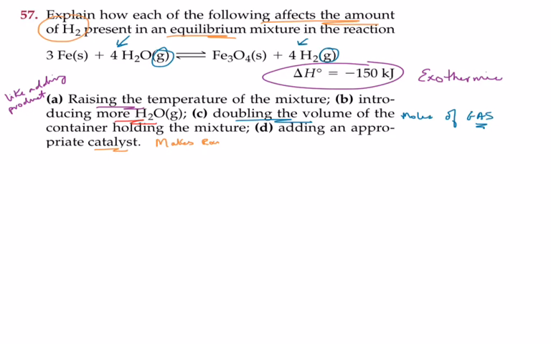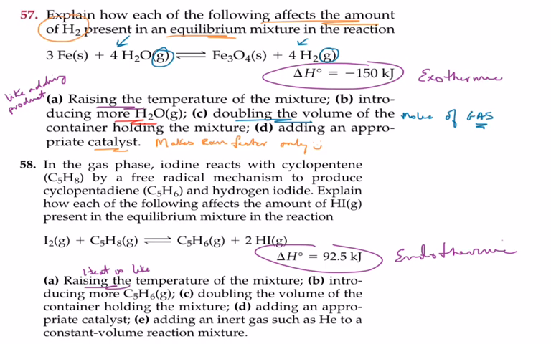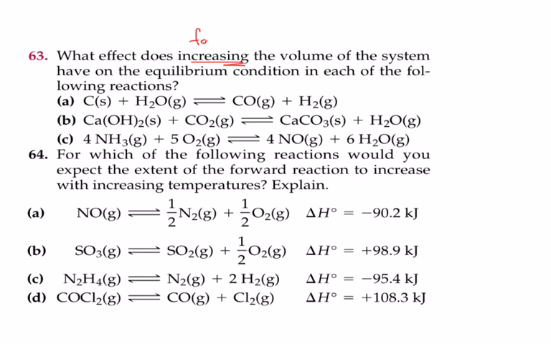Yeah. Okay, and then the last one, what if you add a catalyst? And this actually goes back to one of the things we covered in the previous unit. Catalysts only allow for an alternate mechanism, so the speed at which equilibrium is established will change, but not the equilibrium itself. No effect. So 58, kind of similar. I don't think there's really too many catches.